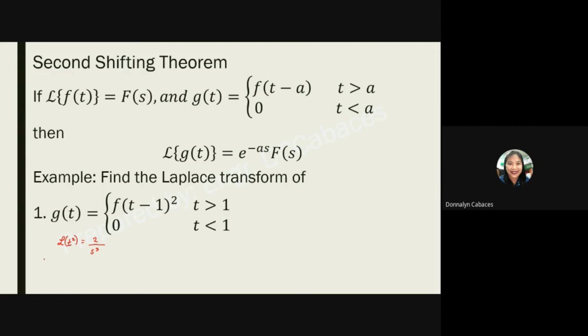Okay? And therefore, the Laplace of g of t would be equal to, based from this, e to the negative as. You have here your minus a, so a is 1. So that would be e to the negative s times the function of s. This is actually your F of s. F of s again is the Laplace transform of the function times your 2 over s cubed, or simply equal to 2 e to the negative s over s cubed.